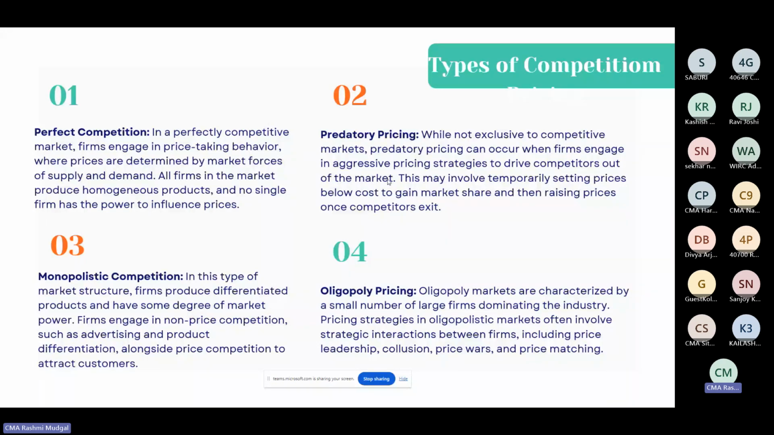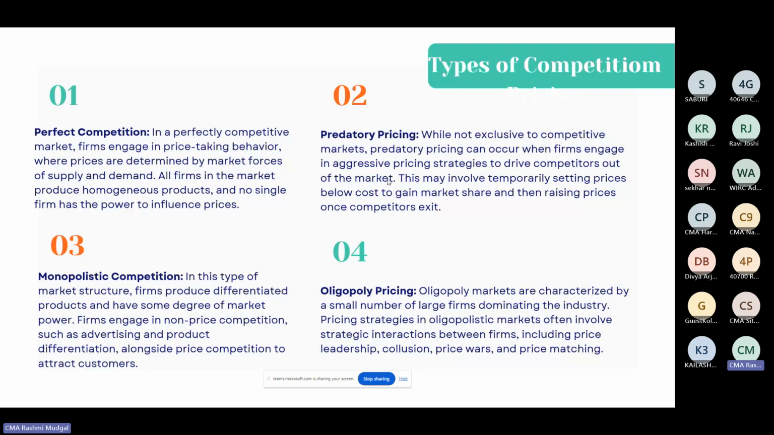So this is predatory pricing, where I am selling my product lower than the cost of production, so that whatever small competition is there runs out of business and closes their shop. After they close their shop, only I will be available in the market, and I will charge whatever price I want to make profit, as well as recover my past cost also. While not exclusive to competitive markets, predatory pricing can occur when firms engage in an aggressive pricing strategy to drive competitors out of the market. This may involve temporarily setting prices below cost to gain market share and then raising prices once competitors exit.